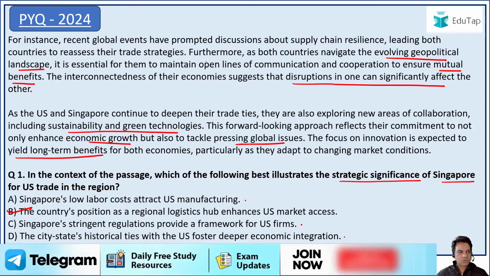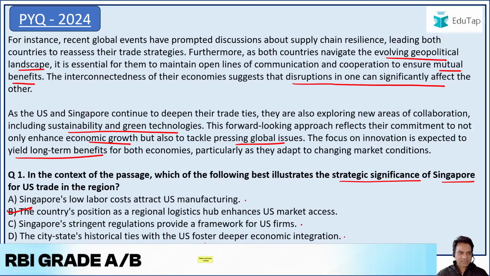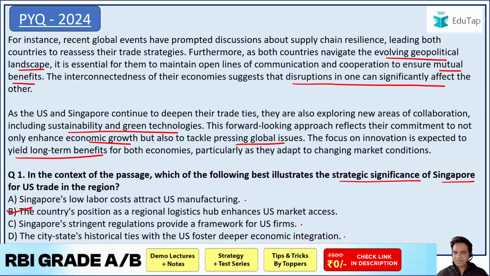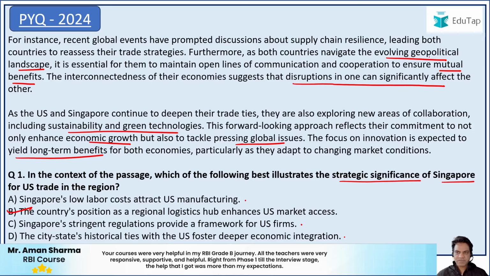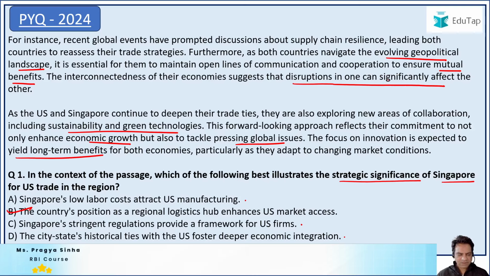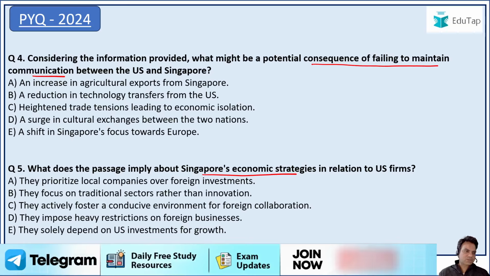To ensure mutual benefits. So the evolving geopolitical landscape, that is the problem. Trade tensions, particularly concerning tariffs and regulations, that is the challenge. For example, it can affect supply chain resilience, leading both countries to reassess their trade strategies. As they navigate the evolving geopolitical landscape, it is important for them to maintain open communication. So the correct answer is option number C. They indicate the complexities of international trade dynamics. Next question, guys.